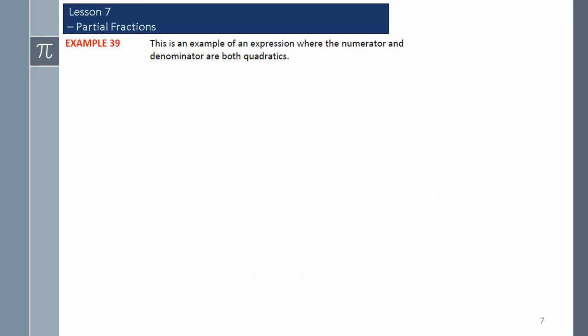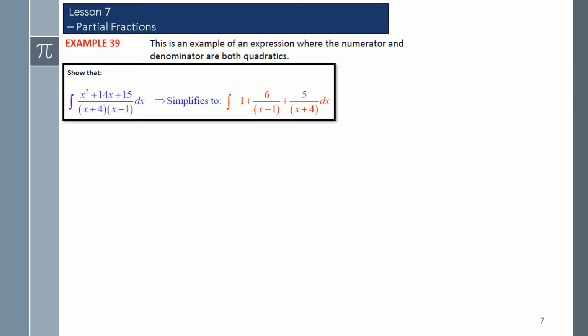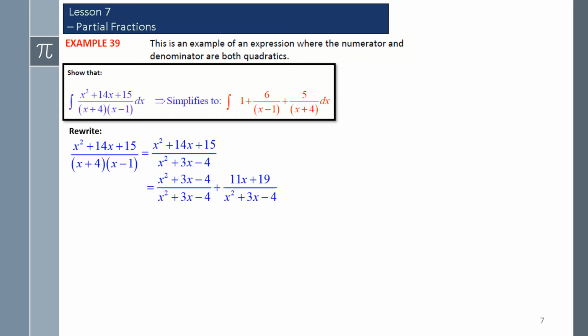This is an example of an expression where the numerator and denominator are both quadratics. Here, my numerator is a quadratic and my denominator is a quadratic as well. We're going to show that this simplifies to this. Let's expand the denominator first: x squared + 3x - 4. How you make this 1 appear is by rewriting this as the sum of two fractions. Here we have x squared + 3x - 4 over itself. That's the 1. Now this 11x + 19 has been rewritten.